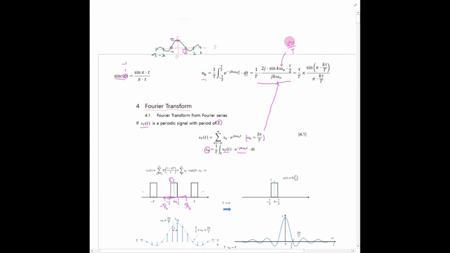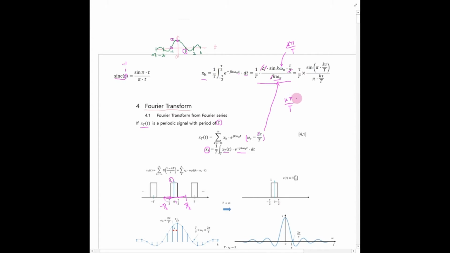Then the 2 and 2 cancel out. And here also 2 pi over T, then the 2 and 2 will cancel out. And j and j also cancel out. And then k times omega 0 changes to k times pi over T. It means the numerator becomes k times pi over T. So this is the numerator.